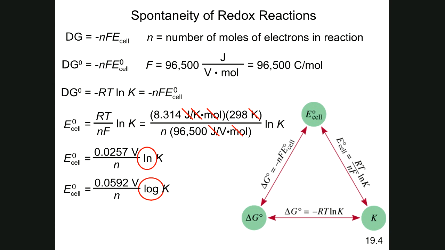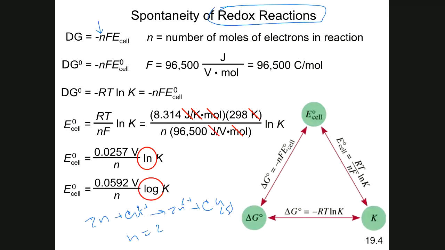Now, how do you calculate delta G for a redox reaction? To calculate the value for delta G, you need 3 variables. One is the value for N, that means the number of electrons being transferred. For a reaction, let's say you have zinc plus Cu2+, that gives Zn2+ plus copper 0, N equals 2, because zinc is going to lose 2 electrons and copper is going to gain 2 electrons.